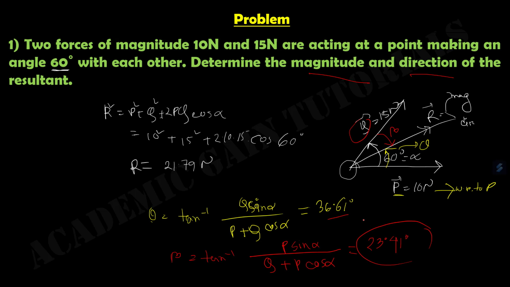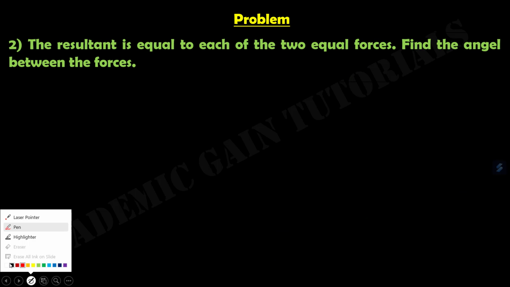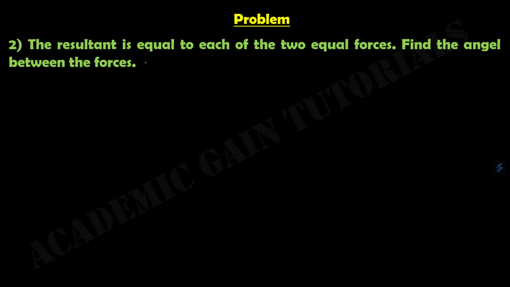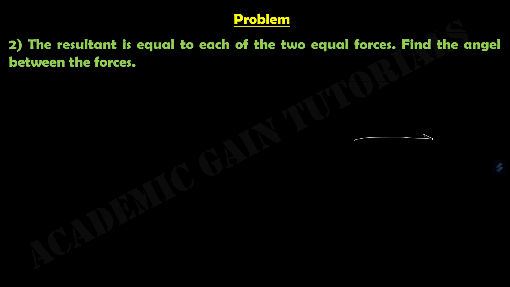Now coming to our second problem. The second problem is: the resultant is equal to each of the two equal forces. Find the angle between the forces. So this is a vector P and this is the vector Q, and that will be the resultant vector R. We have to find out the angle between this P and Q vector. We have to find out the alpha.